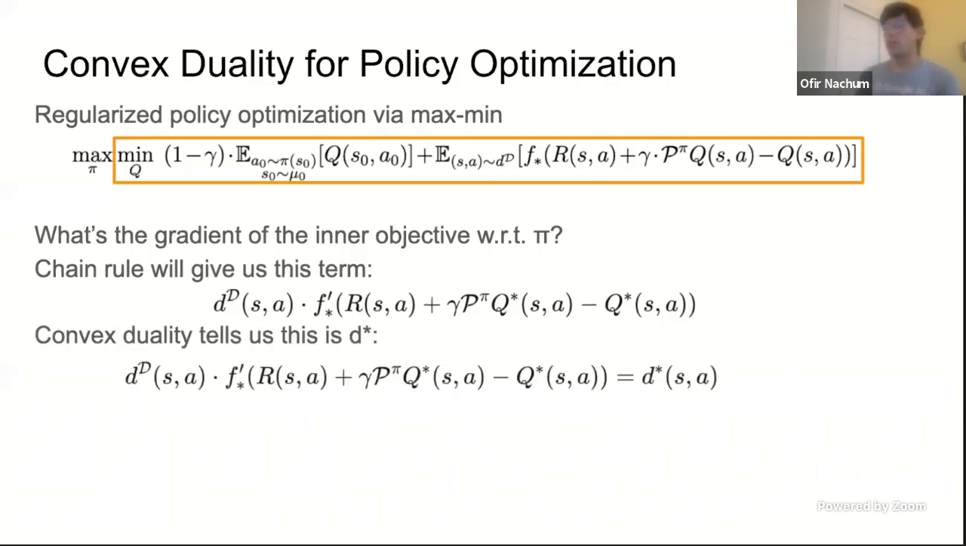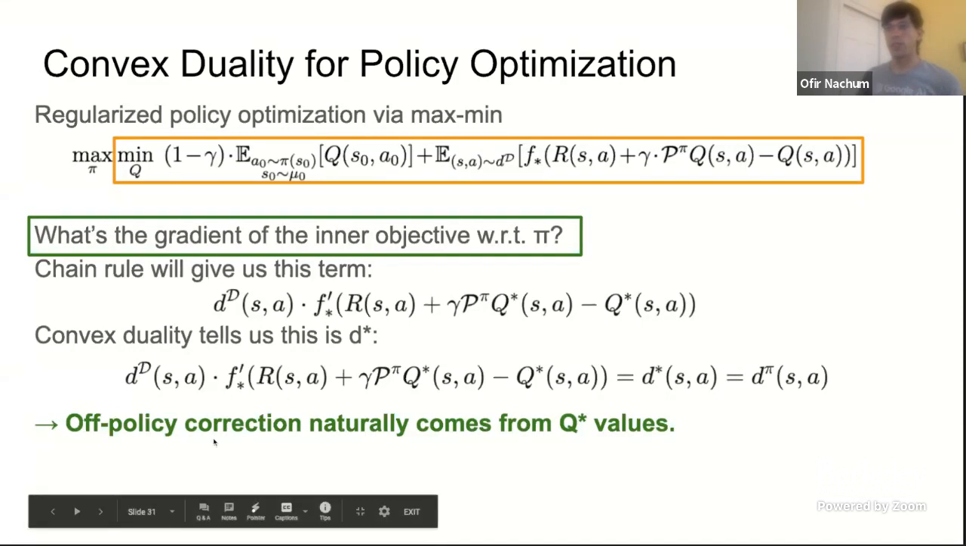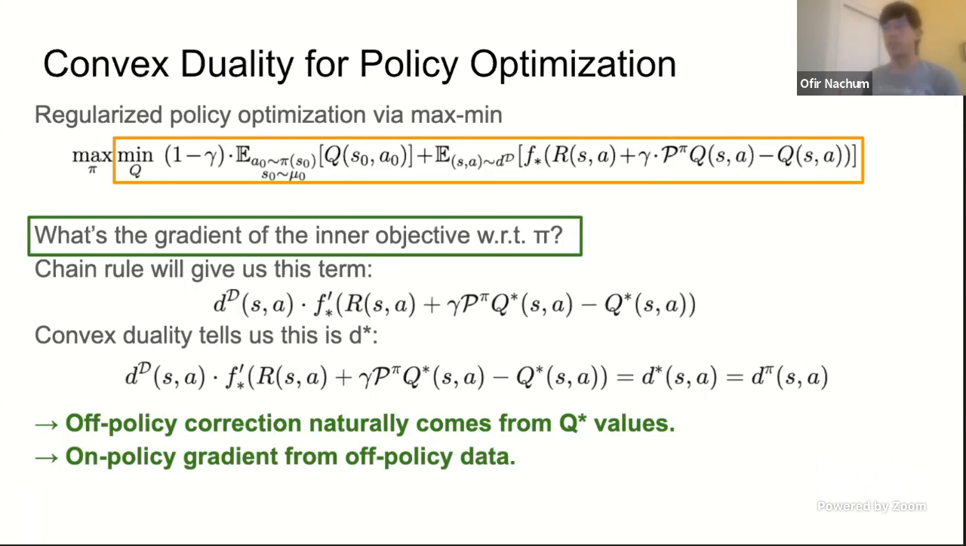Now, conveniently, or perhaps obviously, this same expression is actually the expression for D star. So convex duality tells you that if you've solved this Q problem and have Q star, you actually have a solution to your original problem. And that solution, D star, has exactly the same expression. And if you recall, that D star is exactly D pi. And so when we do the chain rule, what happens is this off-policy expectation implicitly turns into an on-policy expectation over D pi. Right? The off-policy correction naturally comes from the Q star values. And so you get on-policy policy gradient from off-policy data.